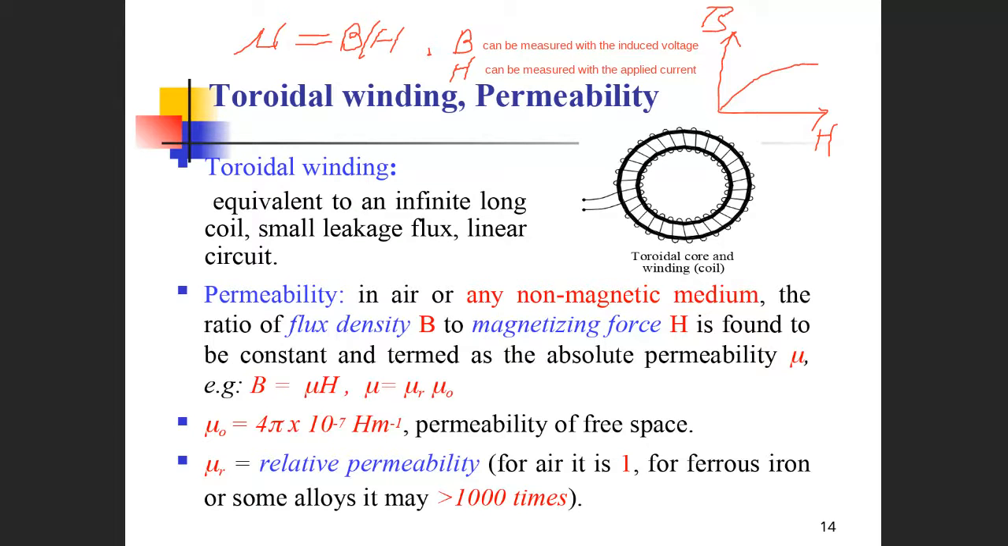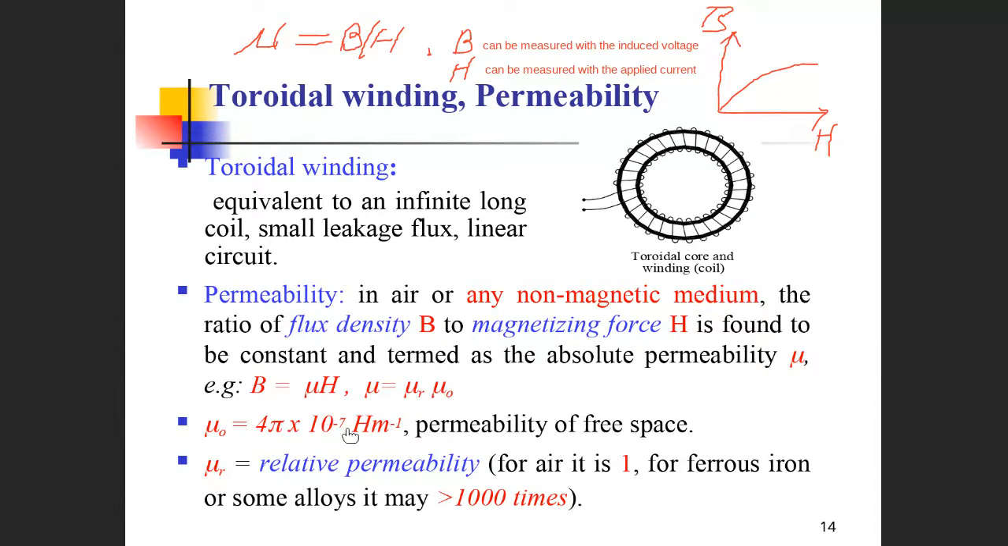So you may have a BH curve. For a given material, you can apply the current, that is H. You can monitor the voltage induced across the coil, that's the B. That's what I wrote here. And then you get a BH curve. From the BH curve, you can obtain the permeabilities.